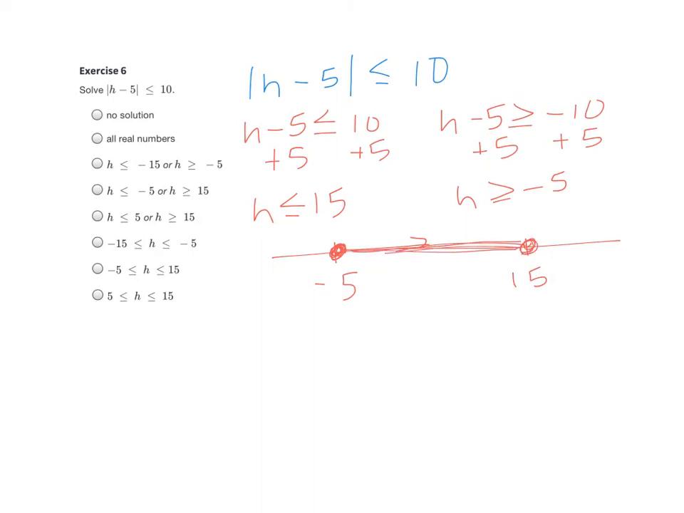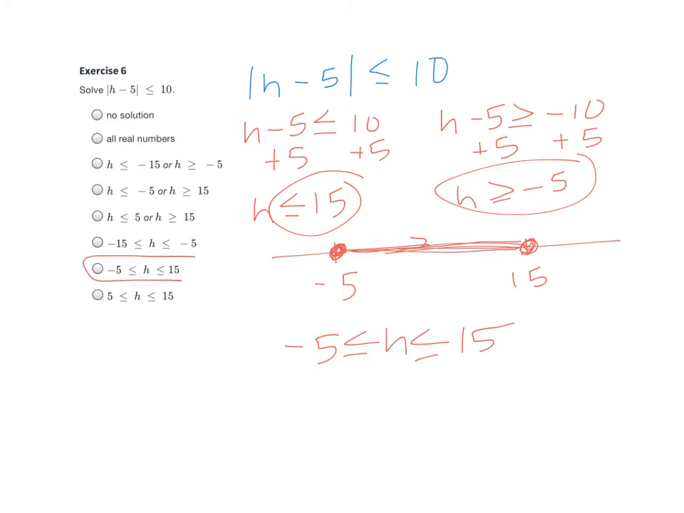So because this is an and, we're going to put it back together. I'm going to flip this one. Negative 5 less than or equal to h. We're going to add that part. Less than or equal to 15. So let's find that one. Second to last one, right there.